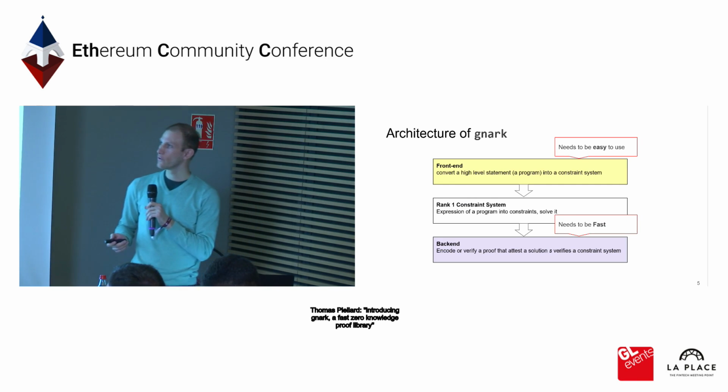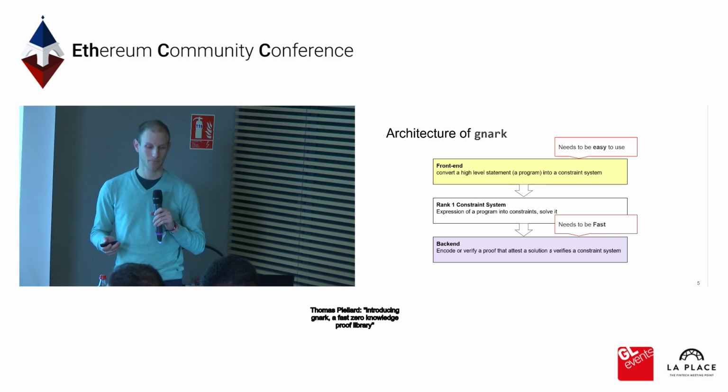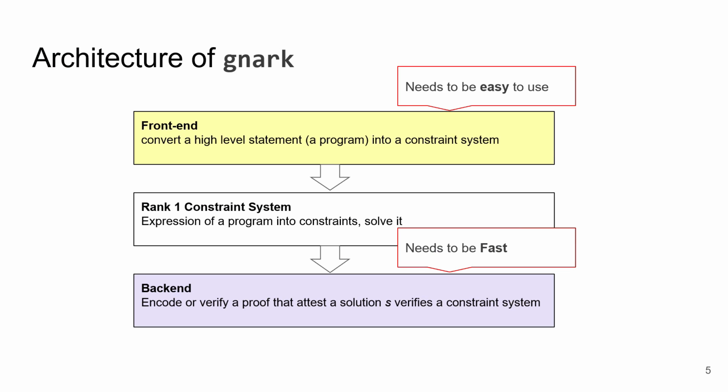Okay, so the architecture of gnark. Mainly, you have 3 layers in gnark. You have the front end, the rank 1 constraint system, and the backend. The front end is a user-facing interface. To write a program, you will use the front end. A program is a circuit.